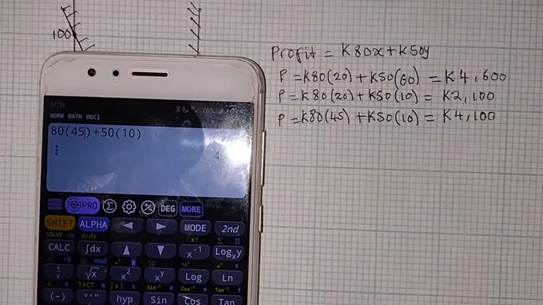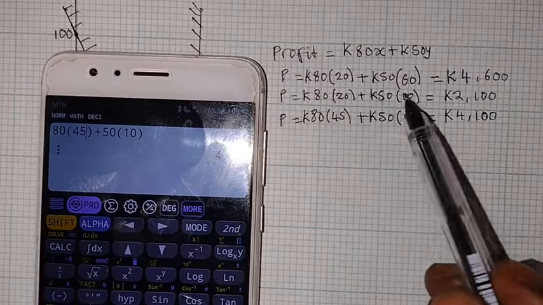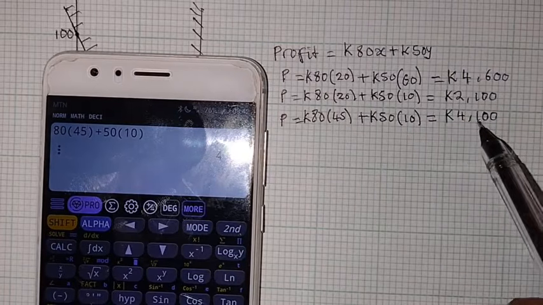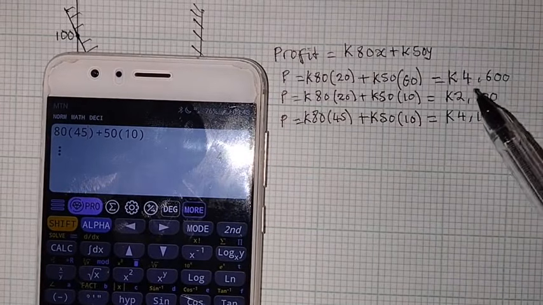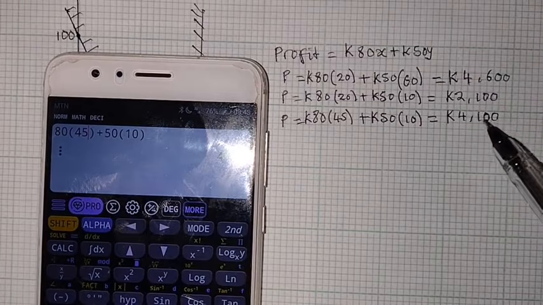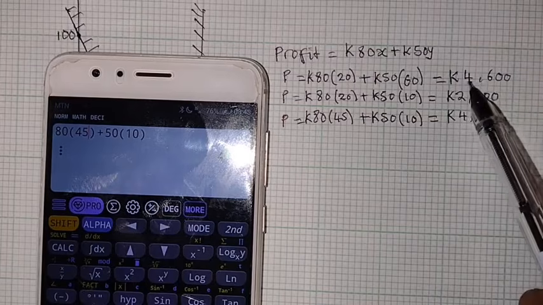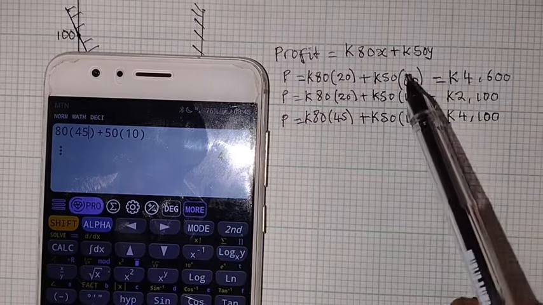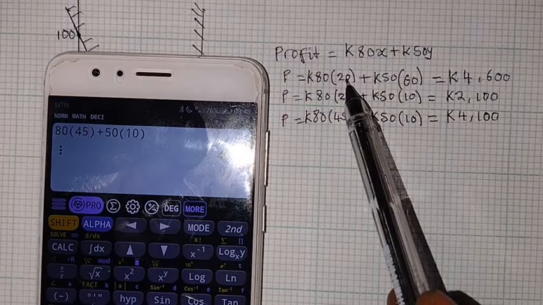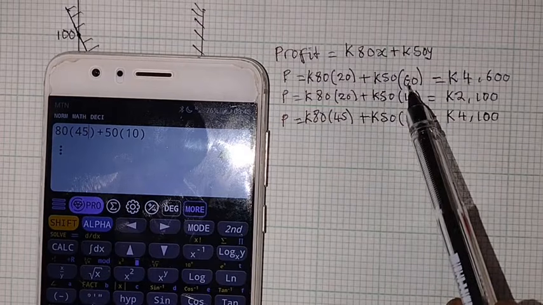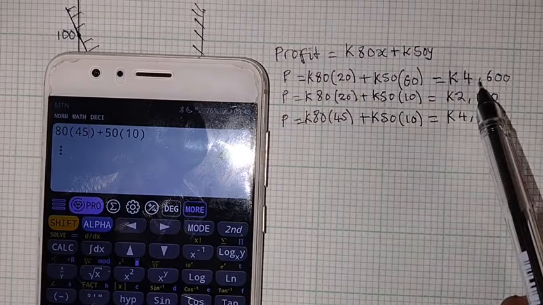Then we come to the second one, the third one. You do the same. All right, so these are the profits that you are going to get. You punch on the calculator this one, you get this. Even this one, you get 4,100. So now, here, we want to see which one is our maximum profit. We have 4,600, 2,100, 4,100. So you can see, in order for him to maximize the profit, he got 4,600 using which products? He used 20 of product A and 60 of product B. So these two products are the ones that have given us this maximum profit.